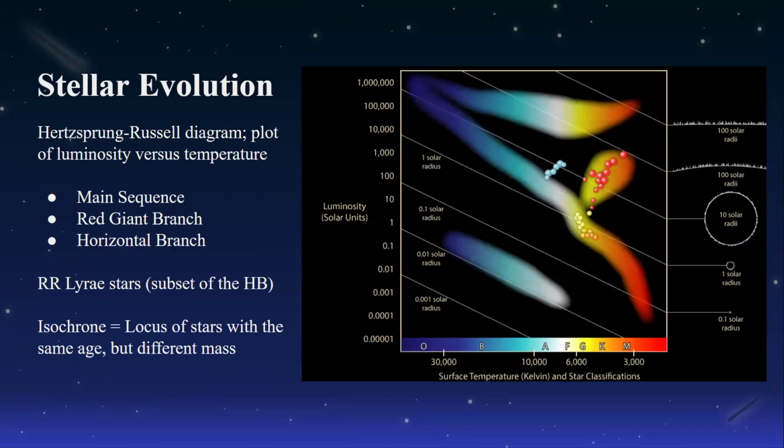Now going over stellar evolution, the graph we can see on the right is an HR diagram, which is a plot of luminosity on the y-axis versus temperature on the x-axis. It has three main parts, which are the main sequence, the red giant branch, and the horizontal branch. The stars that we're focusing on specifically are called RR Lyrae, and they're a subset of the horizontal branch, which is seen by the light blue filled circles on the diagram there. The shape of this graph mimics something that we've created in our research called an isochrone, which is the locus of stars with the same age but different masses. And we'll go more into this later.